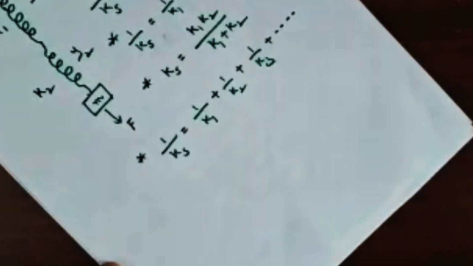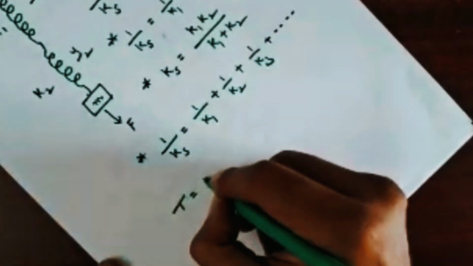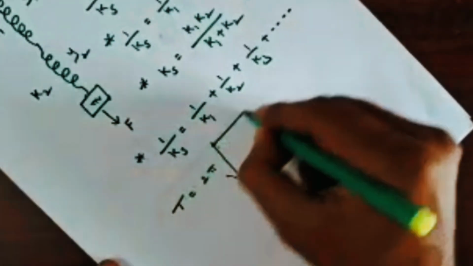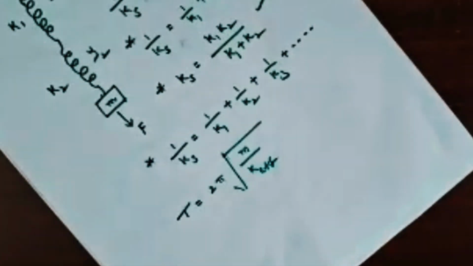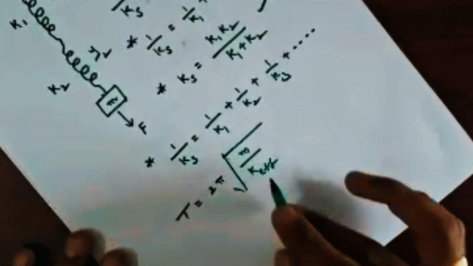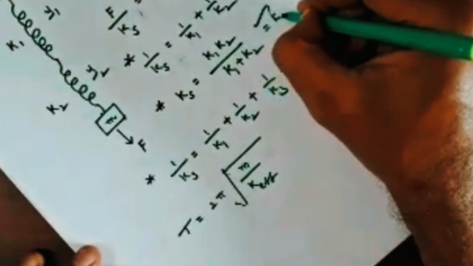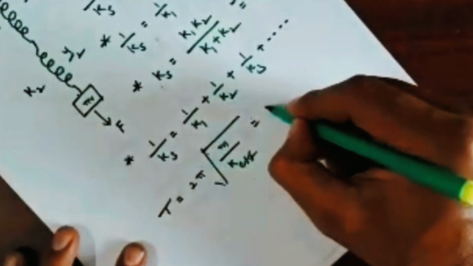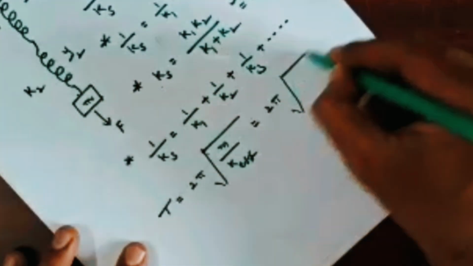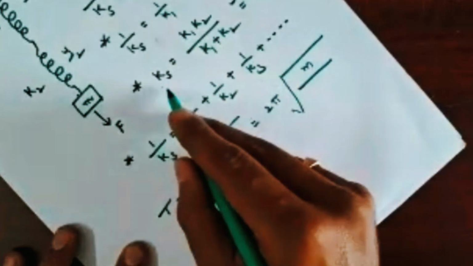Getting? Okay. Now, in this case, how do we consider the time period? T is equal to 2 pi root over m by, for example, in the system, only two springs are present. What is the K effective? This itself is the K effective. Ks itself is the K effective. Now the formula becomes 2 pi root over m by what is the K effective?